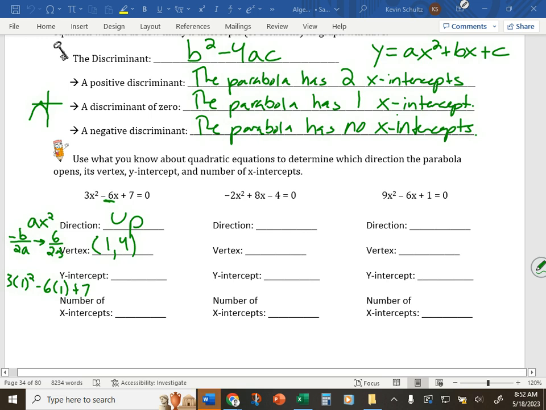What's the y-intercept? 0, 7. How do we know that? Where does that come from? Well, if it's the y-intercept, x is 0, and then you have your c term, which is that y. Brilliant! It is the c term. It is that 0, 7.